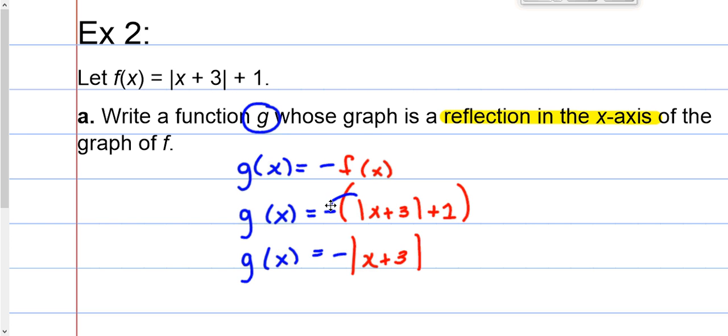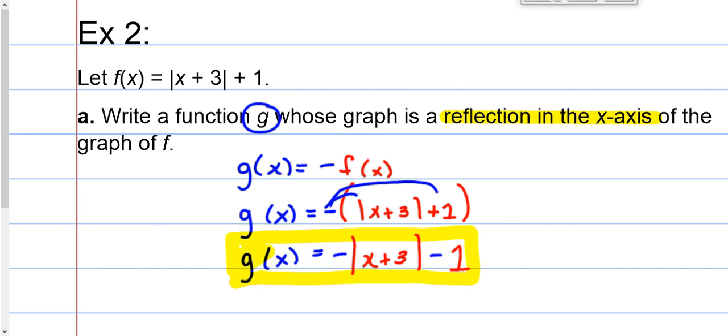I've distributed to that part. Now I have to still distribute to that 1 on the end. Well, a negative times a positive is a negative, and then there's the 1 there. So now that's totally complete. I have negative absolute value of x plus 3 minus 1, and that will show me a reflection across the x-axis. Make sure you highlight your answer. Okay?